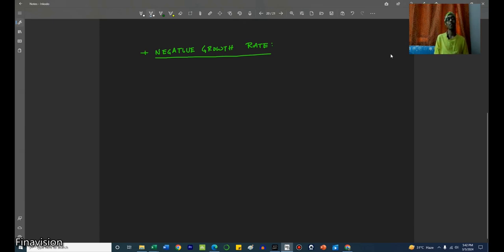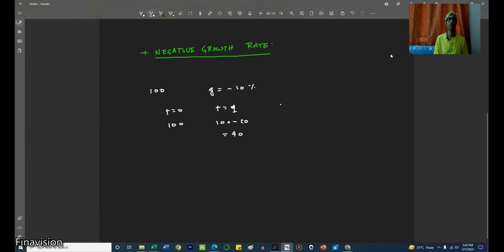Now let's say instead of growing, the dividend is constantly declining. That is, you have a negative growth rate. Let's say your initial dividend was 100 and the growth rate is minus 10%. So at t is equal to 0, you will be earning 100. At t is equal to 1, you will be earning 100 minus 10% of 100, which is 10. So you will be earning 90.